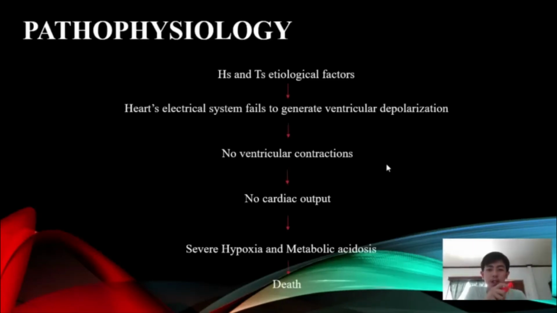The pathophysiology of this disorder starts as the H's and T's etiological factors affect the heart of the person. The heart's electrical system fails to generate ventricular depolarization, which causes no ventricular contractions. When there are no ventricular contractions, there would be no cardiac output. As there is no cardiac output, there would be severe hypoxia and metabolic acidosis. When untreated, it would result in death.